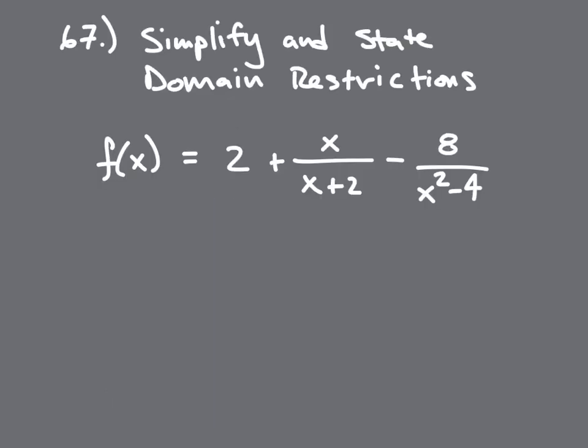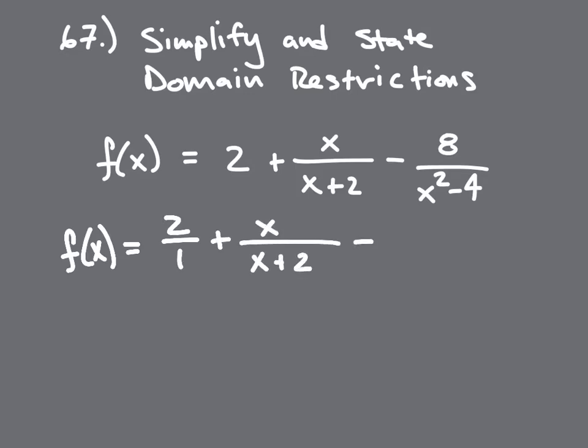All right, next problem. Okay, so this one, it says simplify and state the domain restrictions. All right, so what I want to do, let's first rewrite this. And the only difference here is that I'm dealing with a function. I'm calling this a rational function, and all I want to do is add these terms together. So I need a common denominator, and we'll go from there. So I'm going to write f of x is equal to 2 over 1 plus x over x plus 2 minus 8 over x plus 2 times x minus 2. Now, all I did there was I factored this. x squared minus 4 factors to x plus 2, x minus 2.